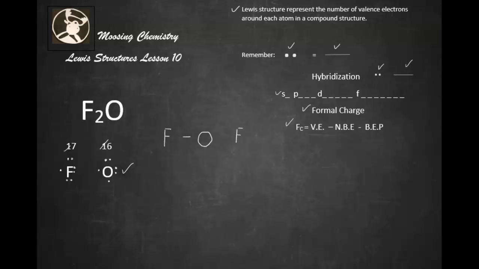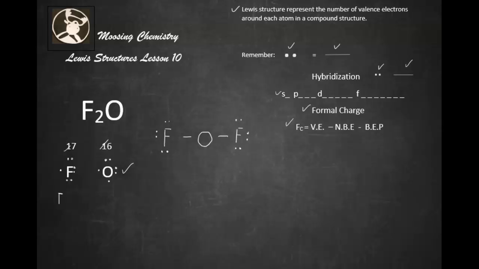First thing you want to do is connect the oxygen to the fluorines. Then you want to give fluorine its octet. Now I want you to notice, I did this without trying to figure out how many valence electrons there are, because I can look at this and just do this by sight. But if you want to do it the other way, that's fine.